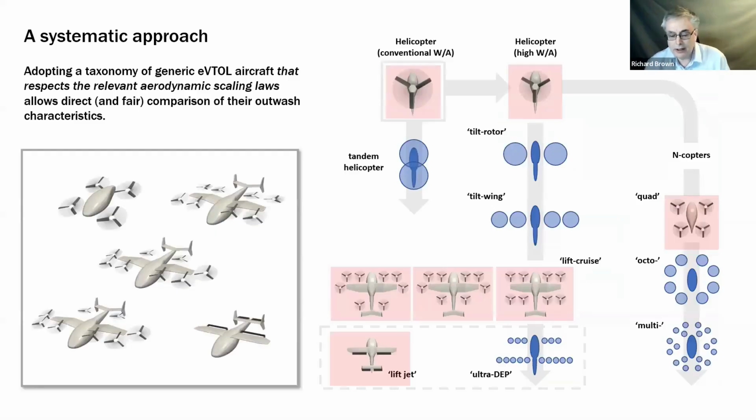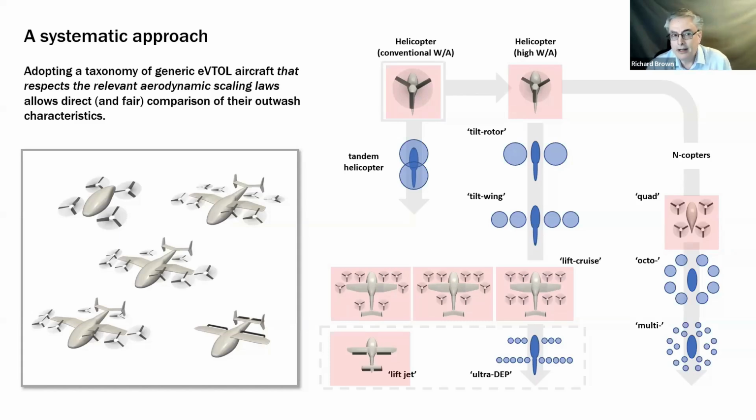Okay, so what did the CAA approach entail? Well, what we wanted to do is adopt a systematic approach to understanding how the configuration of these various aircraft influenced the character of the outwash that they produced. So we adopted a taxonomy of generic eVTOL aircraft. These weren't models of any specific aircraft, not a Joby or an Archer or an EHang or whatever it was. We actually abstracted the aircraft into their aerodynamic fundamentals.